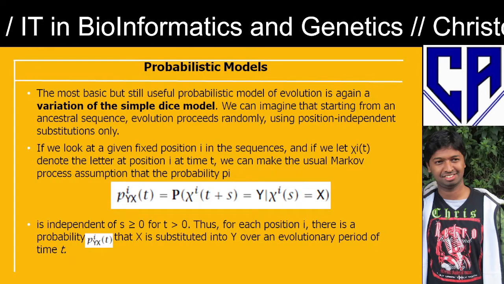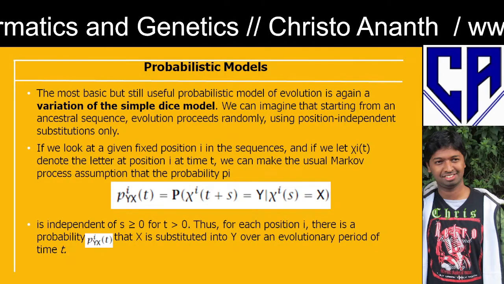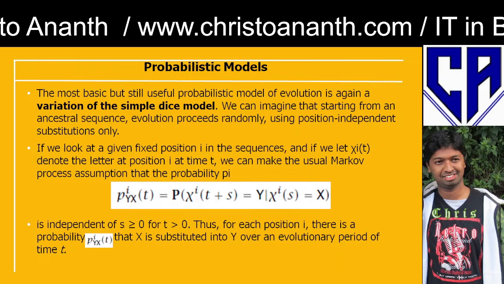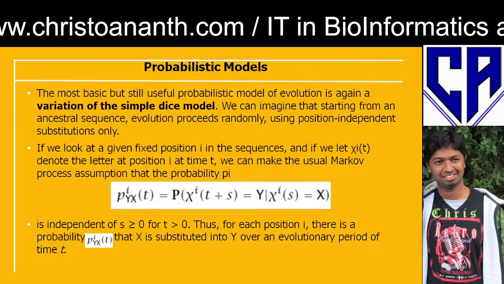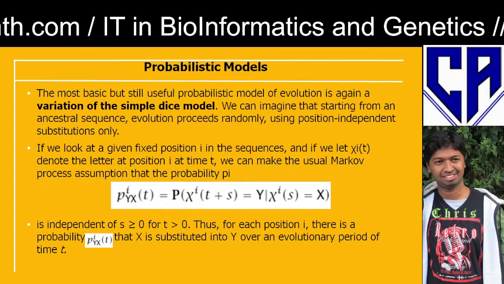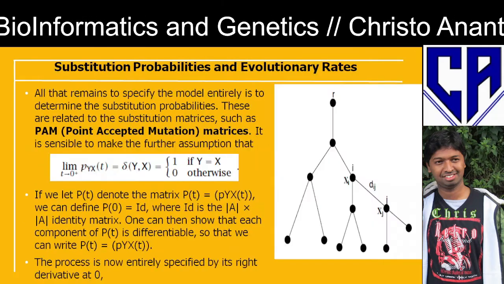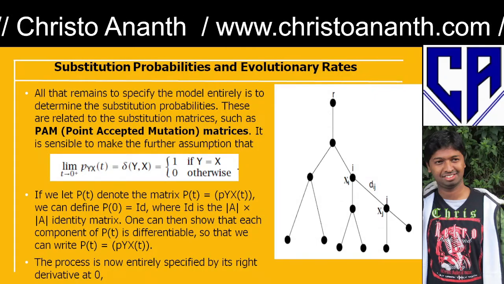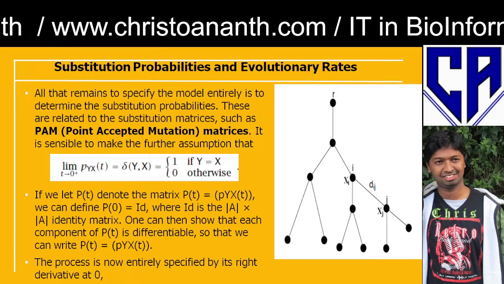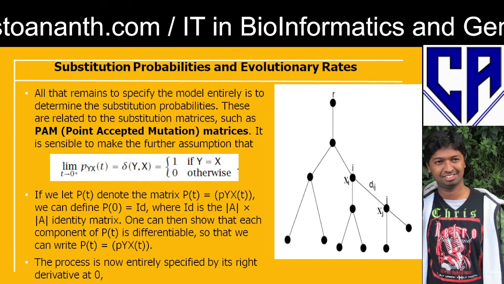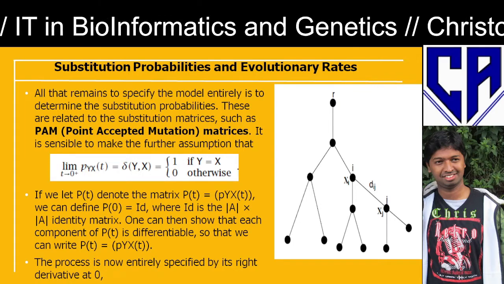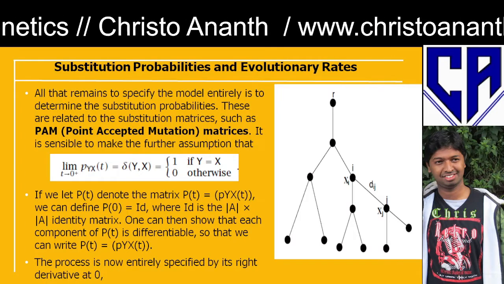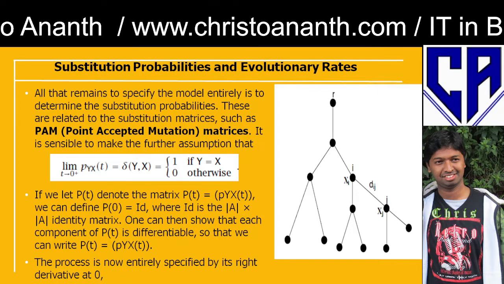So it's actually independent of this s value and t value, so it is greater than 0. So it says that for each position i there is a probability. The probability is actually p yx of i of t, such that this x is substituted by y for this time period t. So these are the substitution probabilities and evolutionary rates. We'll have the point accepted mutation, where the limit t tends to 0, p yx of t equal to delta of y comma x. So it holds true for 1 if y is equal to x, that is why we said in the previous slide we substitute y in place of x, and 0 otherwise.